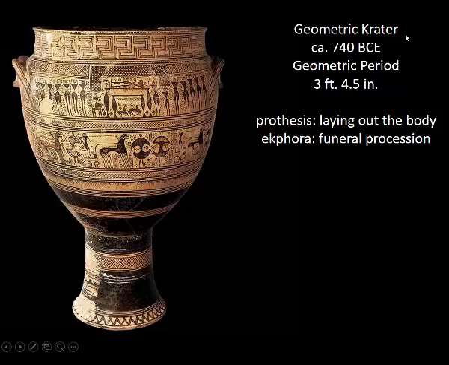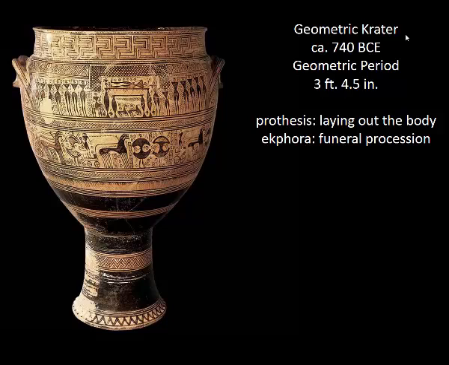The crater is a functional vessel. It was something that the Greeks used. It had a few different possibilities in terms of function. Sometimes it was used for the storage or transportation of food. Sometimes it was used for the preparation of food or wine.